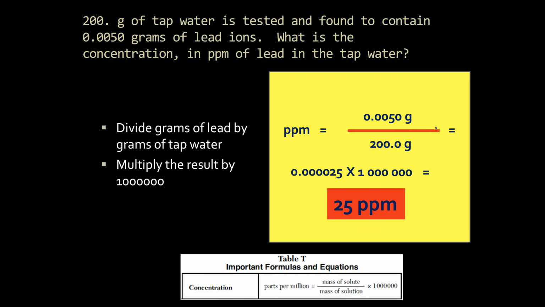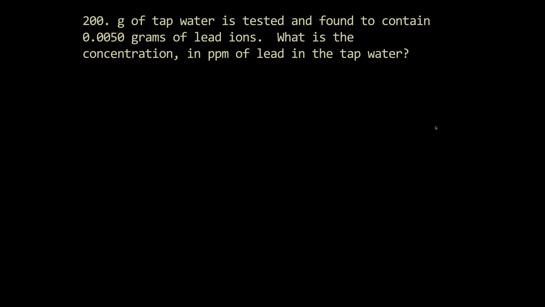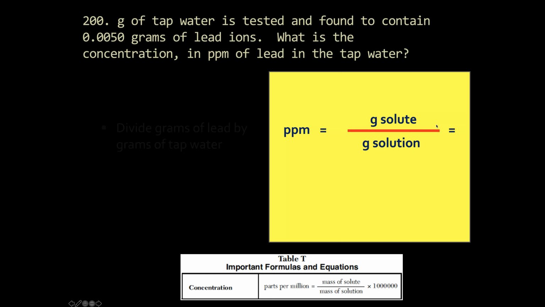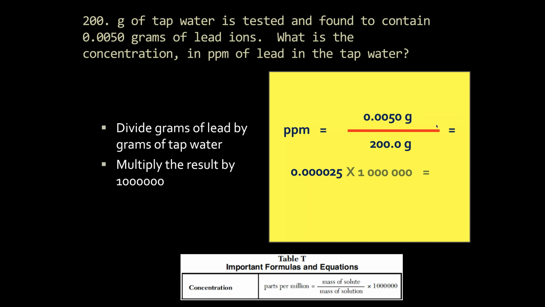25 parts per million. The maximum legal limit was 0.05 parts per million. So this drinking water vastly exceeds the legal limit of lead in the drinking water, which means that you're probably not even going to be allowed to stay in this building because this is just not good. So that's how handy this is.